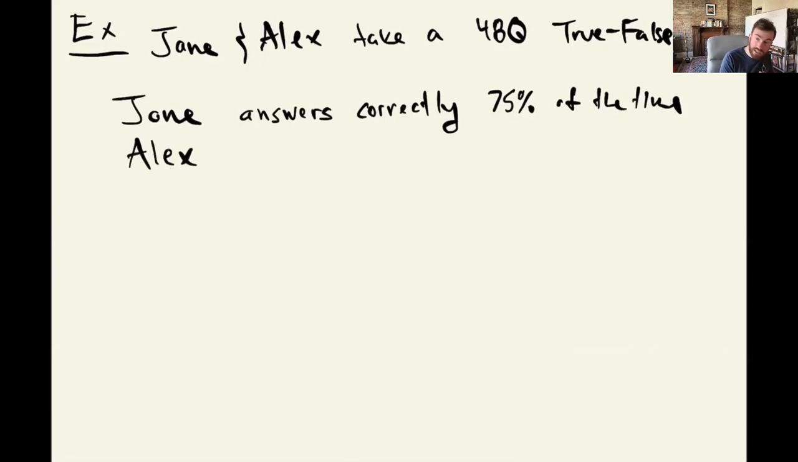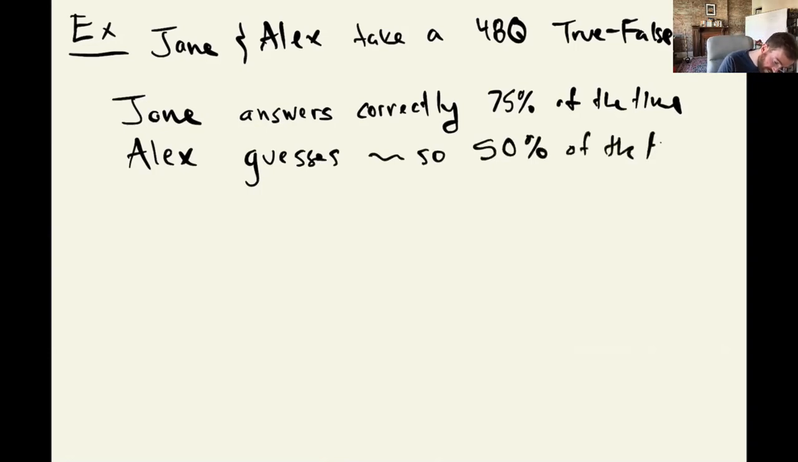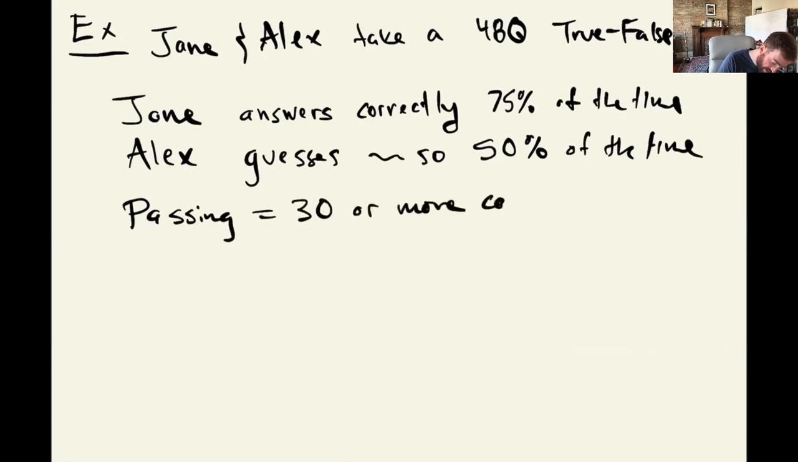Alex, on the other hand, is just guessing. So that means because it's a true false test, he's going to be right 50% of the time. But of course, both Jane and Alex want to pass. And let's say that passing equals 30 or more correct answers.